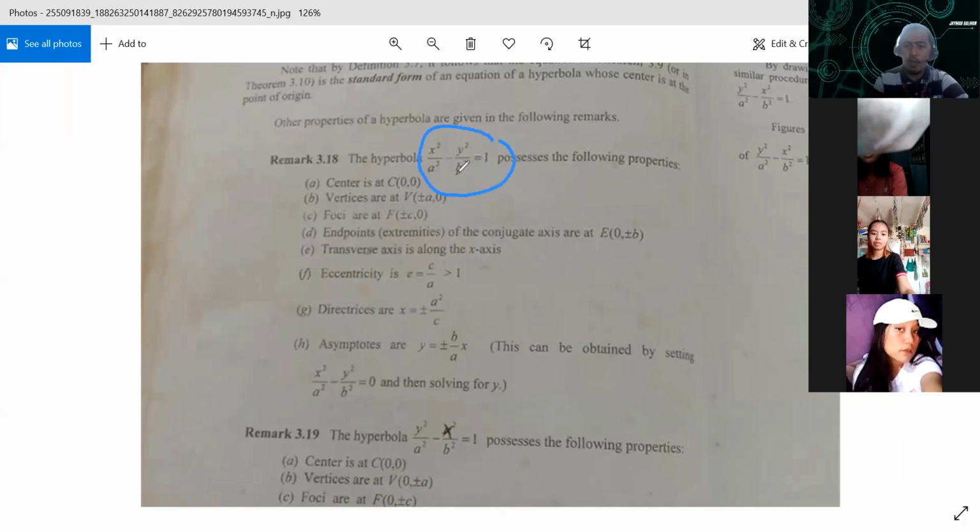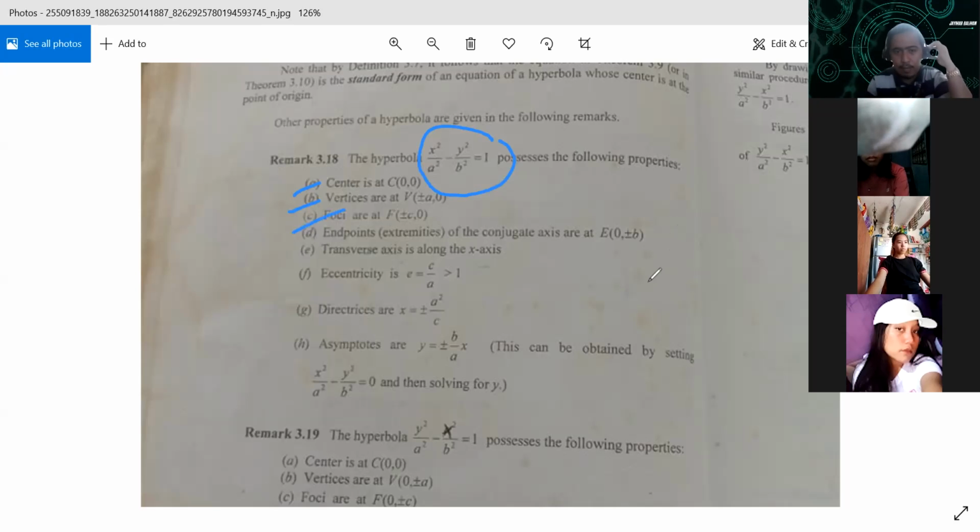So it must be a hyperbola wherein the center is at (0, 0), or the origin. The vertices are plus or minus a, 0, and the foci will be plus or minus c, 0. The endpoints of the conjugate axis are 0, comma, plus or minus b. The transverse axis is along the x-axis, and by the way, class, for the hyperbola, the eccentricity, c over a, must be greater than 1.